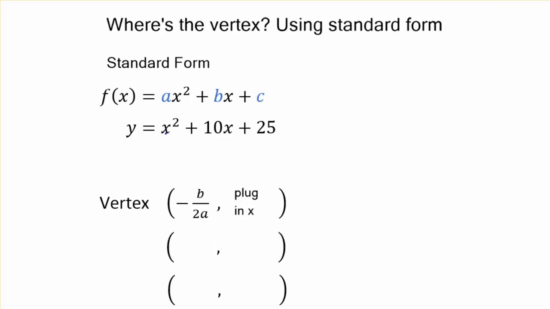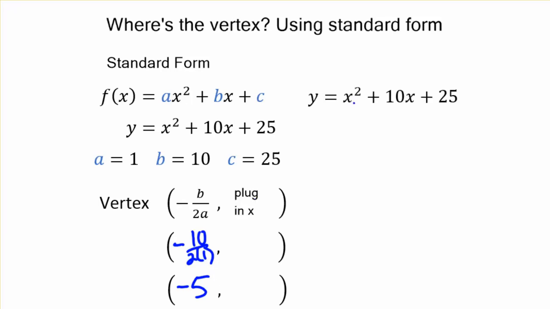Okay, let's do just one more example. Again, I'm going to have x squared. A is going to be 1, b is going to be 10, and c is going to be 25. So I've got negative 10 over 2 times 1. So 10 divided by 2 is 5, so I have negative 5. Now I need to plug in a negative 5 for x to get my y. I've got to plug that in.